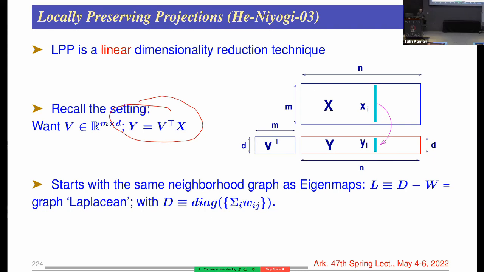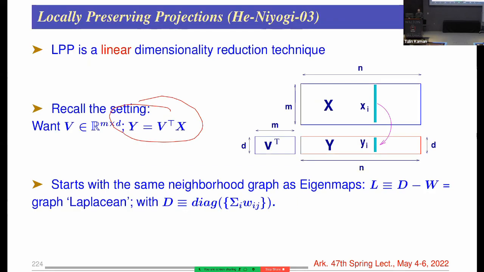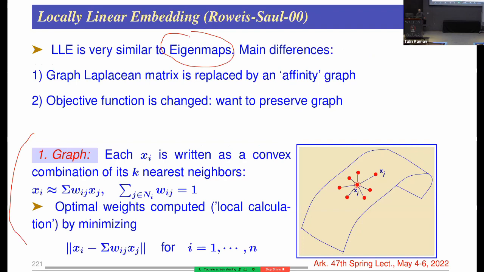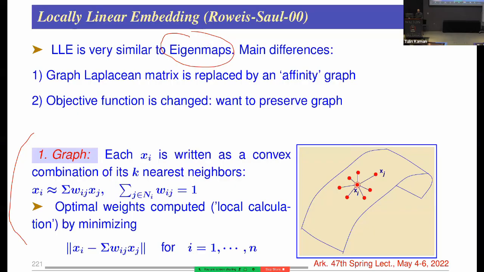So there are methods that do this. This one is called locality preserving projections, which again leads to an eigenvalue problem. It's not very different from what I just described. They all use this property here, minimizing the trace of Y L Y transpose in some way.